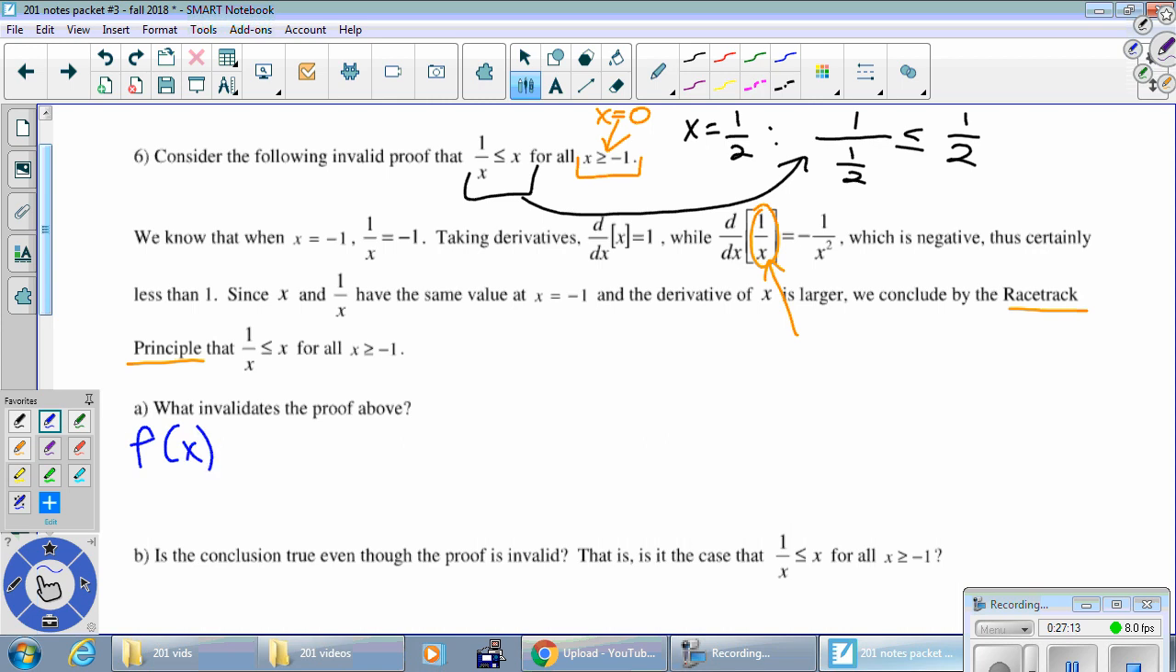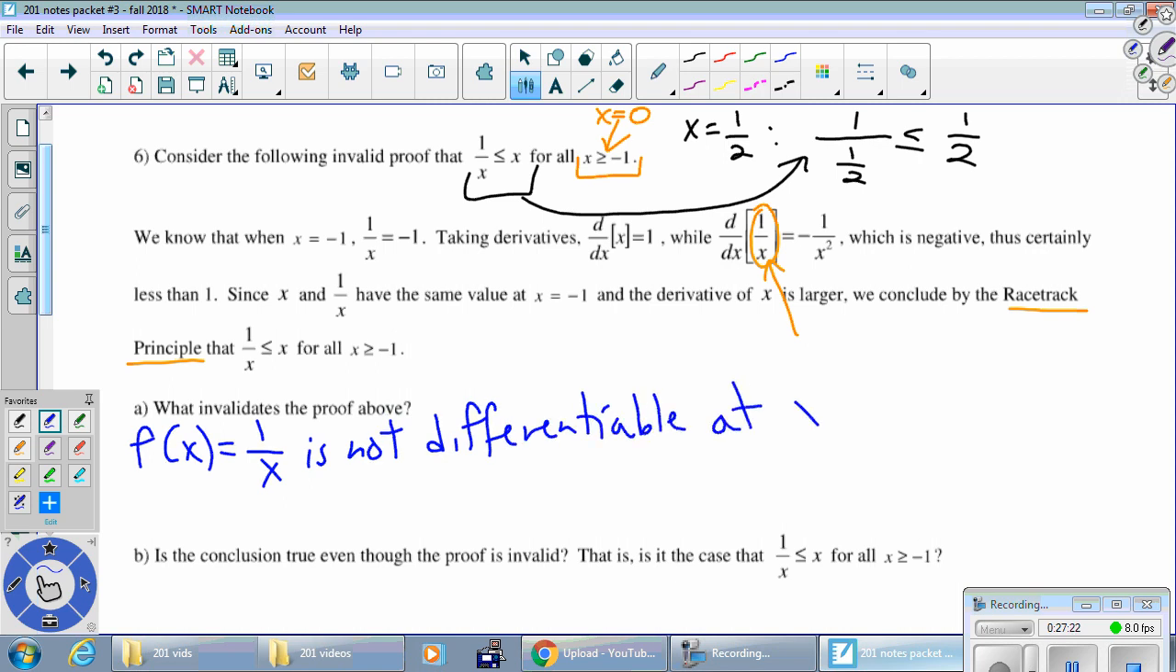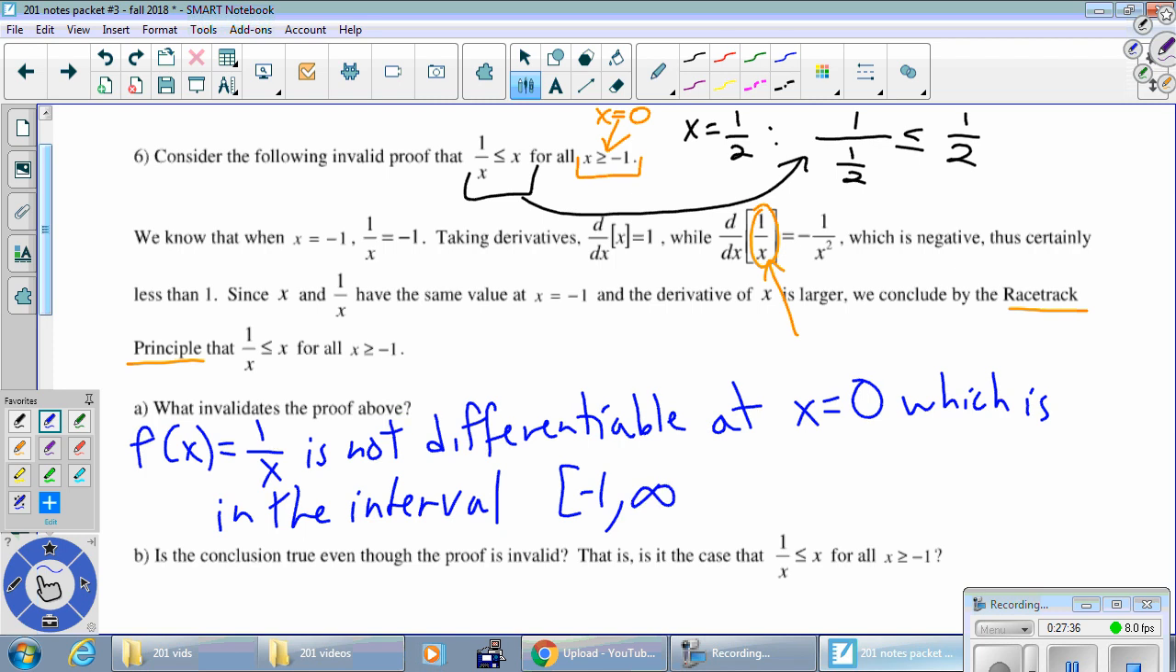f(x) equals 1 over x is not differentiable at x equals 0, which is in the interval. What is this one? -1 to infinity. Just rewriting the interval up at the top in interval notation instead of an inequality. So the racetrack principle does not apply.